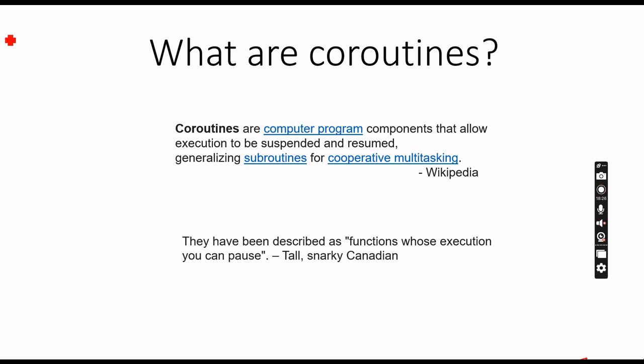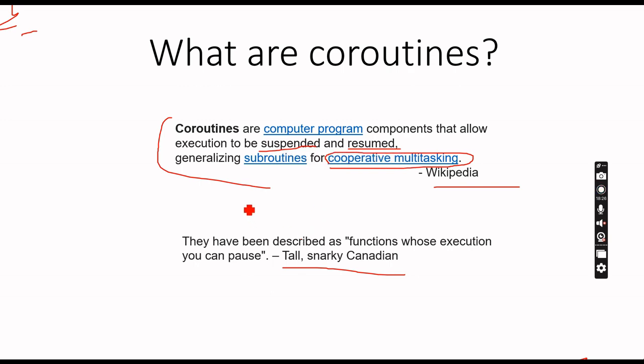There are a couple of definitions which I have copy pasted, one from Wikipedia and one from a blog by Snarky Canadian. Coroutines are computer program components that allow execution to be suspended and resumed, generalizing subroutines for cooperative multitasking. Don't bother yourself with what these terms mean; we will discuss them further in this discussion. They have been described as functions whose execution you can pause.